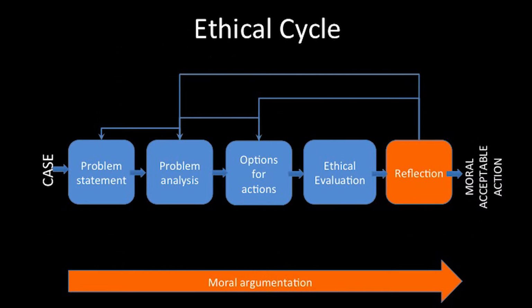At the end of the ethical cycle, we have the final space where we can reflect on what we've done so far and achieve a well-argued choice among the various options for action. So the basic idea is that in the process of reflection, different ethical judgments of a particular moral problem are weighed against each other and brought into some sort of equilibrium.